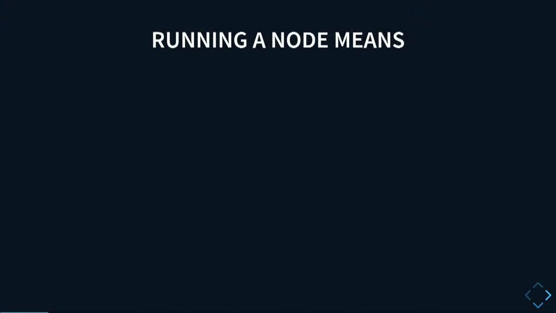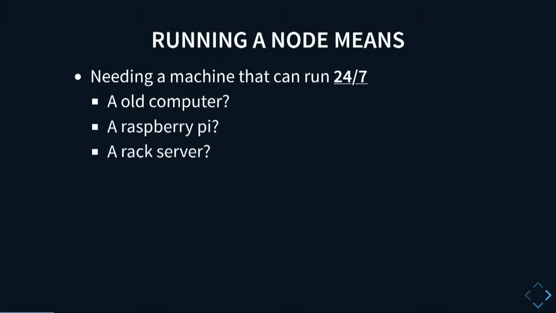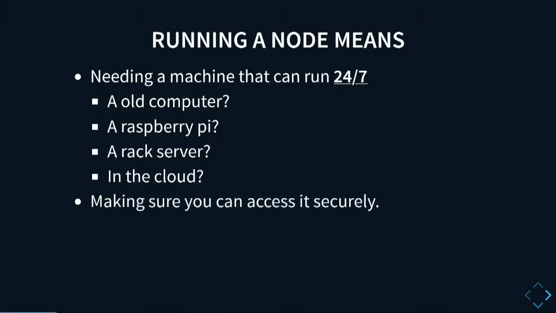And so what exactly does it take to run a node? What this means is you need a machine that can be on 24/7. Is that an old computer? Is that something like a Raspberry Pi? Is it a rack server? Is it in the cloud? On top of making sure it's on, can you get to it securely? Can you figure out how to scale it if you need more than one?